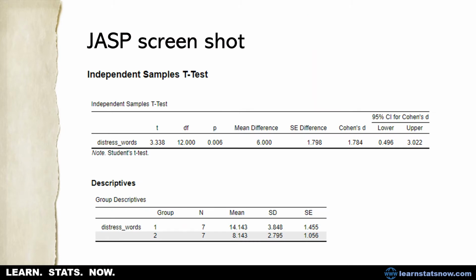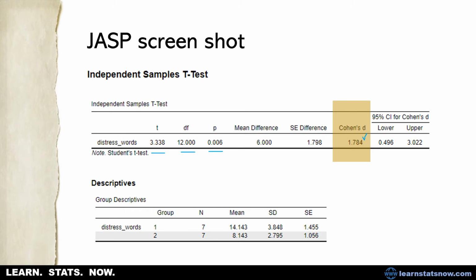Now when we look it up in JASP, here's the printout that you're going to get. You see over here we've got our t ratio, our degrees of freedom, our p-values, and then as you move to the right, you finally see Cohen's d. Fortunately, our calculations were right because it comes out just about to what we calculated. Any difference is simply rounding error. And so there's our Cohen's d.